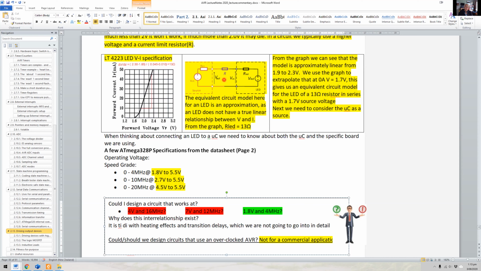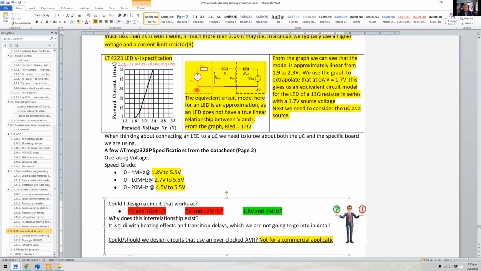We designed a model for an LED so that we could put it into our equivalent circuit. And ultimately, we want to work out what the value of this resistance should be. So we've decided that this LED here, the LT4223, can be represented by a 1.7 volt constant voltage source and a 13 ohm resistor, and that's close enough for what we need to know. As long as we're aware, again, that we can only use it over this range of the curve.